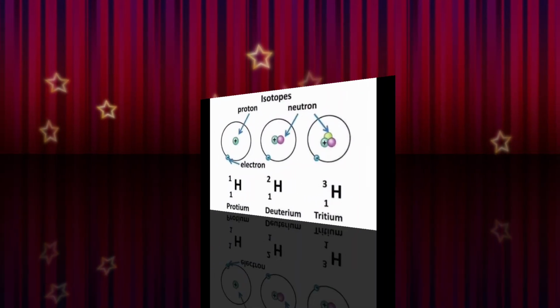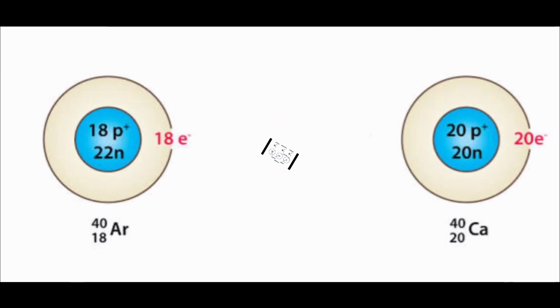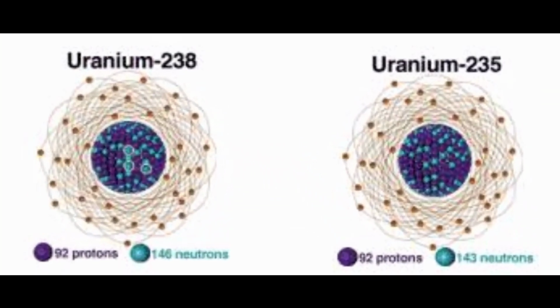Isotopes. Isotopes are defined as atoms of the same element having the same atomic number but different mass numbers. Examples of hydrogen isotopes are protium, deuterium, and tritium. Isobars. Atoms of different elements with different atomic numbers which have the same mass number are known as isobars. For example, the calcium atomic number is 20 and the argon atomic number is 18. Different atomic numbers, but they have the same mass number, 40.